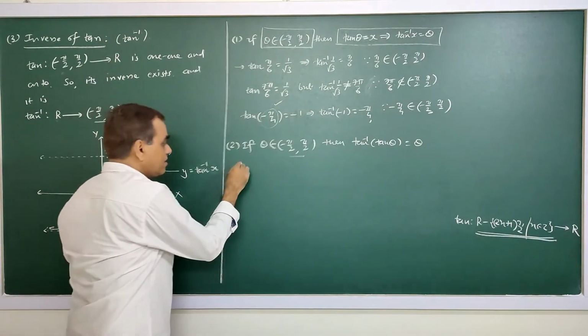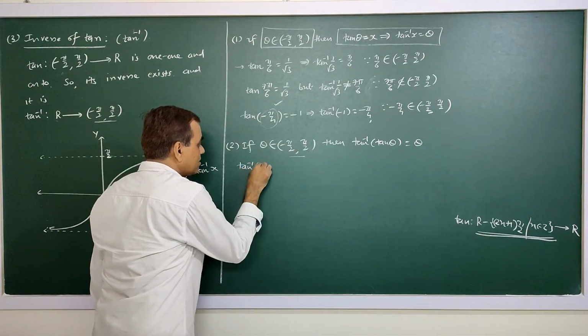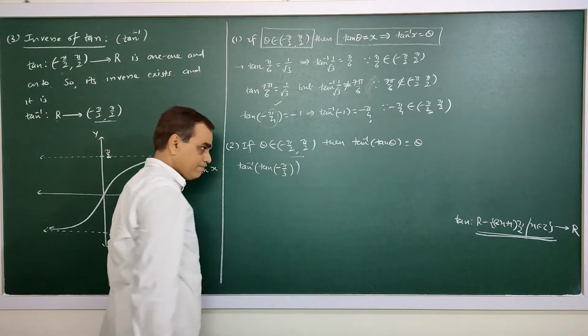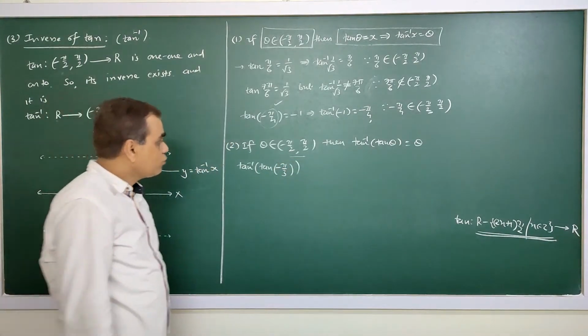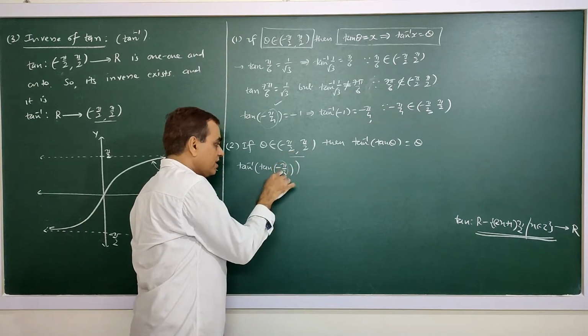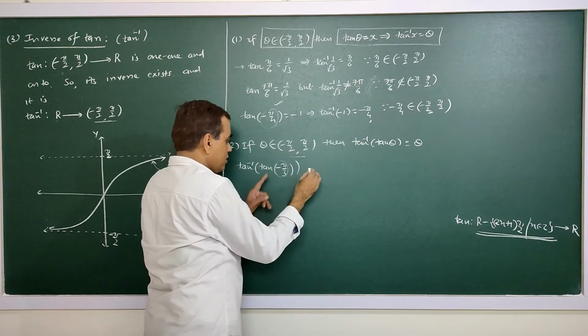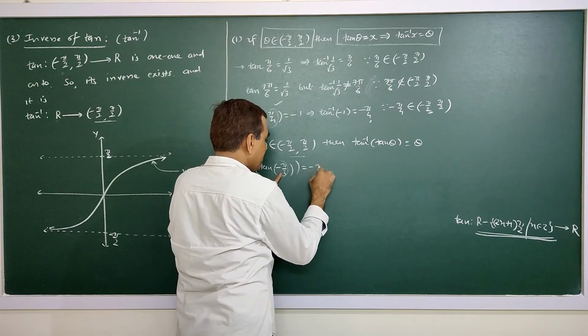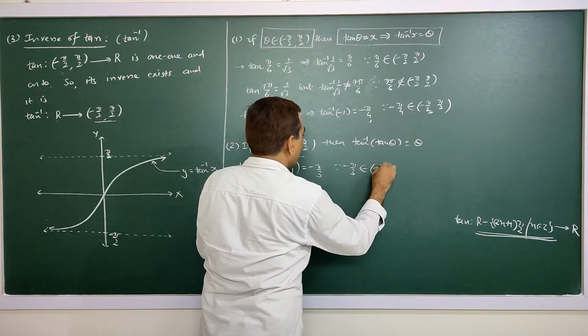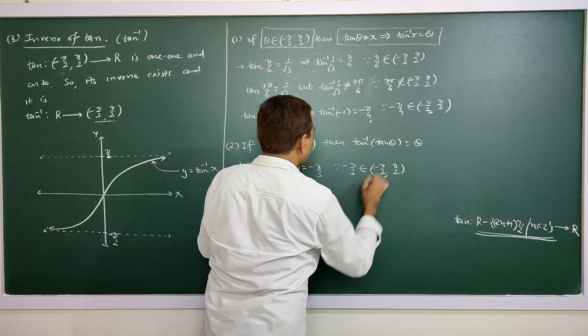As for example, tan inverse tan of minus pi by 3. Now check, does it belong to this interval? So it belongs to this interval. So this is equal to minus pi by 3, because minus pi by 3 belongs to open minus pi by 2 to pi by 2.